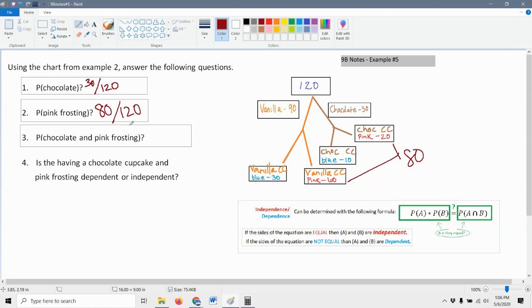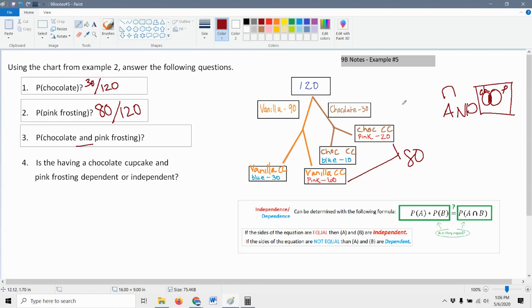What about the probability of being a chocolate cupcake and pink frosting? Now remember, and is where it's a subset. The items in there are both chocolate and they have pink frosting. So it's a smaller subset, right? Because they have to be chocolate and they have to have pink frosting.